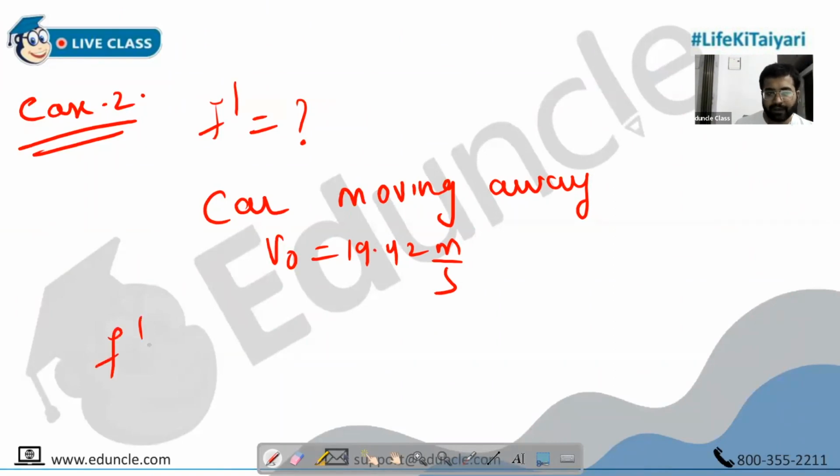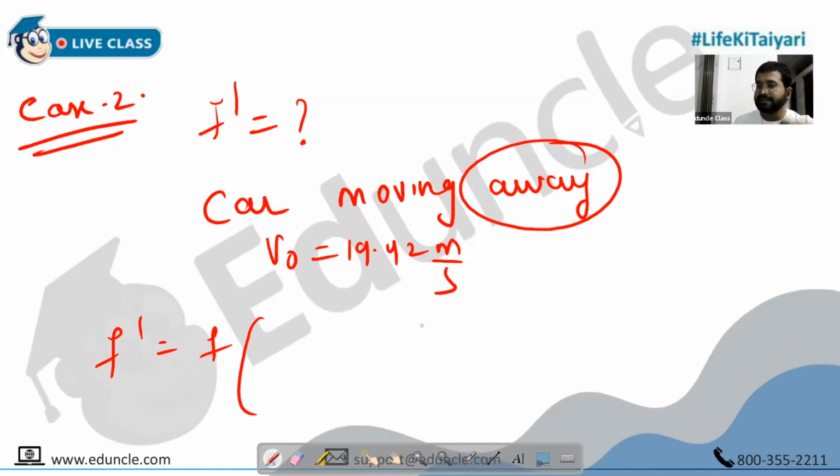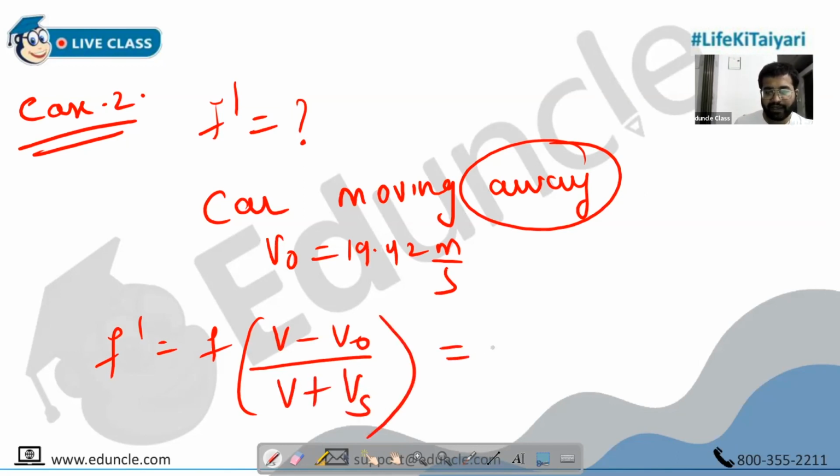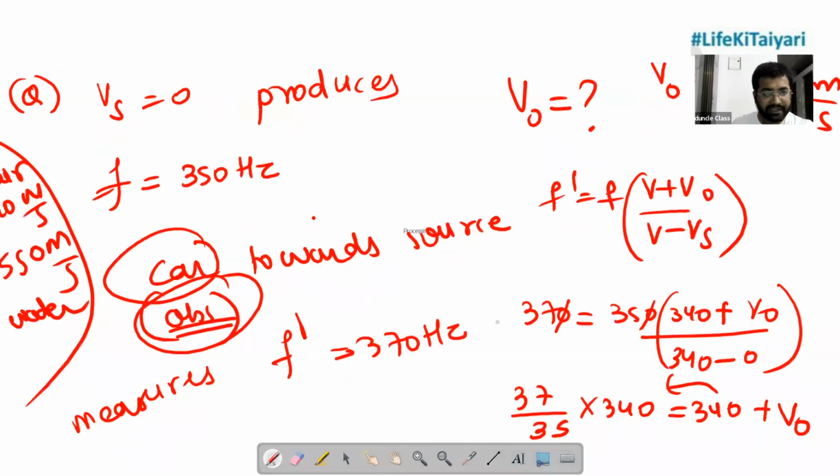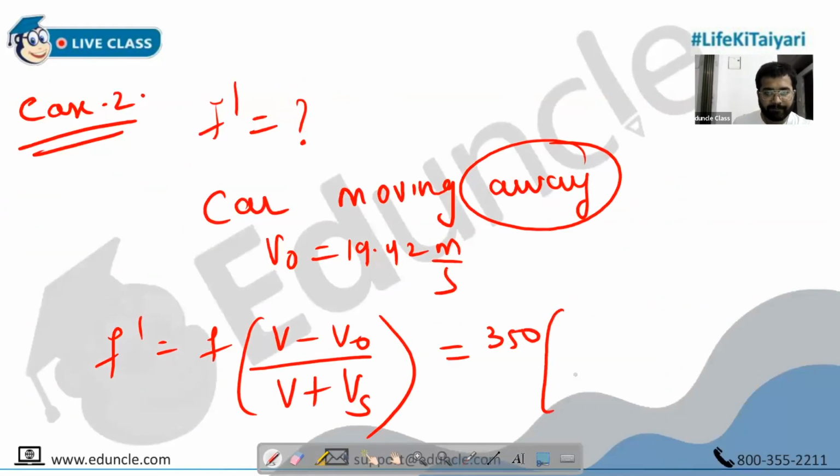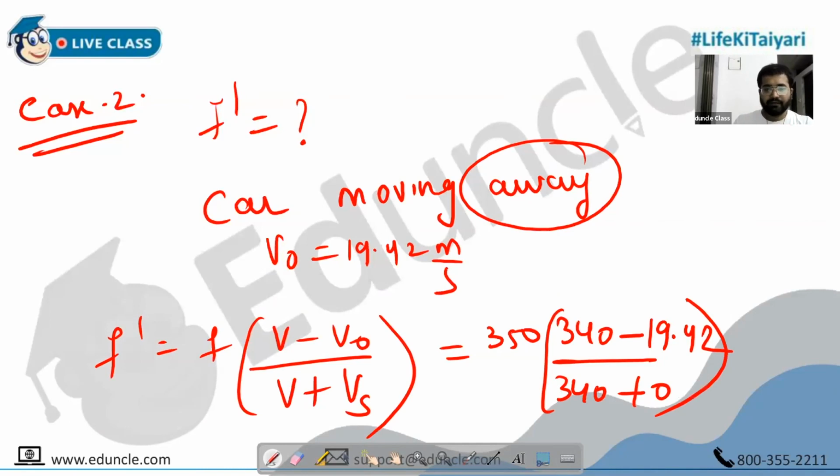So if the car moves away with the same speed which you found out in the first case, what is the frequency? So F dash is F into, in the away case, upper minus, lower plus. Towards was upper plus, lower minus. So this is V minus VO upon V plus Vs. So we have F, which is original frequency, 350, into 340 minus observer, which is 19.42, upon 340 plus source, which is 0. Whatever is the answer. Any questions in this?